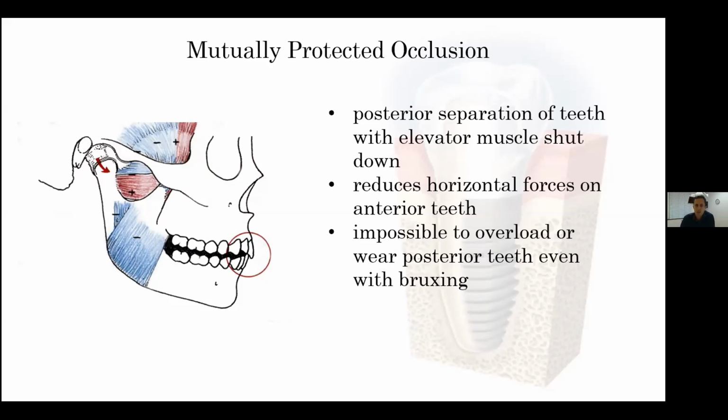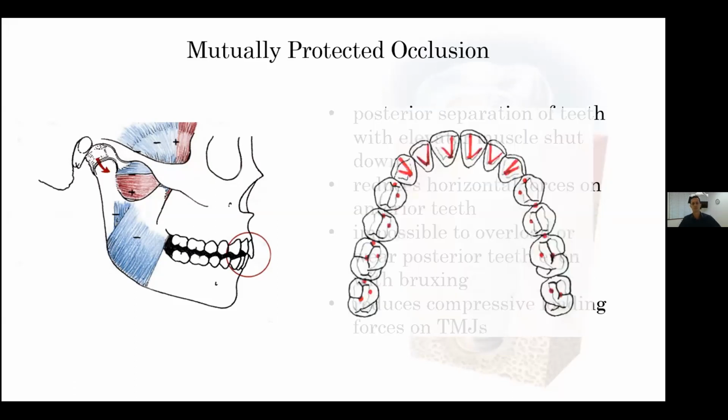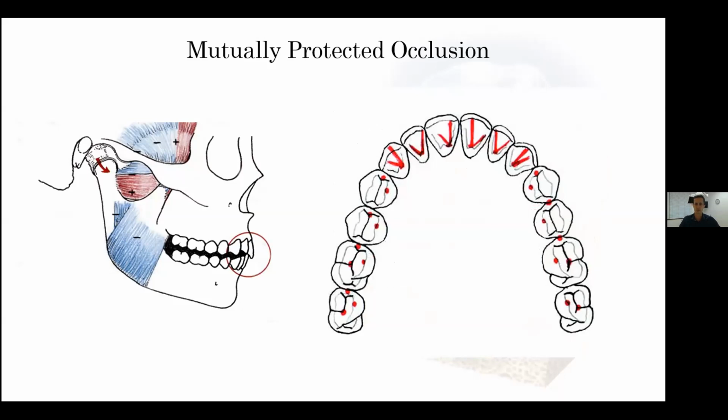And then finally, we are protecting our temporomandibular joints from excessive compressive forces. So this is the system that we wish to achieve, because we know that if we do this, we are protecting our masticatory system. If we are to look at this with articulating paper in the patient's mouth, and this is the maxilla, we would see dots at the back and lines at the front.